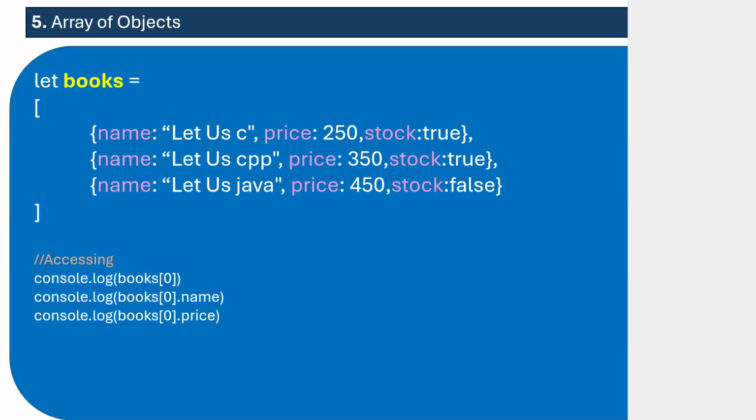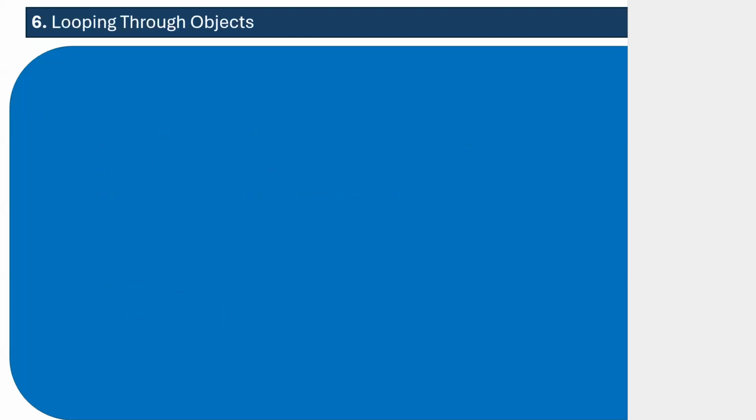So books of 0, nothing but you'll get the entire C details. The first object, all the information: name, price, stock. Now, if you say books of 0 dot name, you'll get only the letter C. If you say price, you will get 250 rupees. If stock, it's true. I think everyone is clear on this.